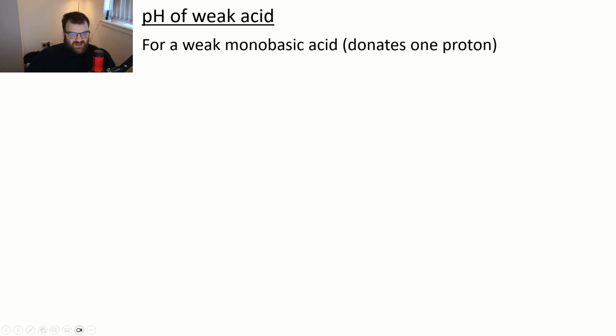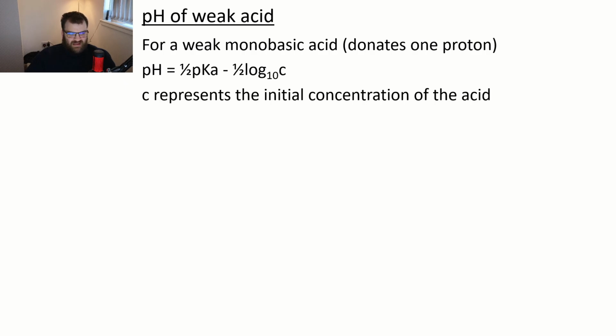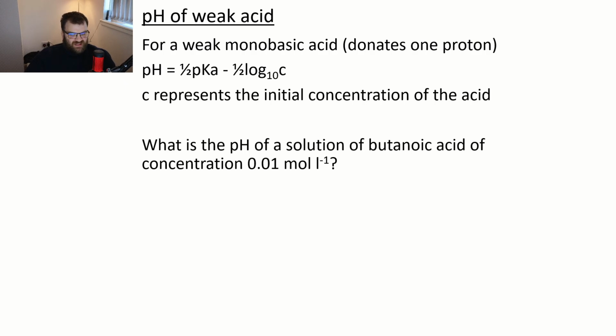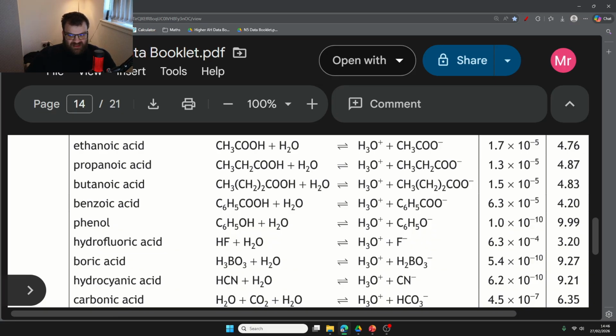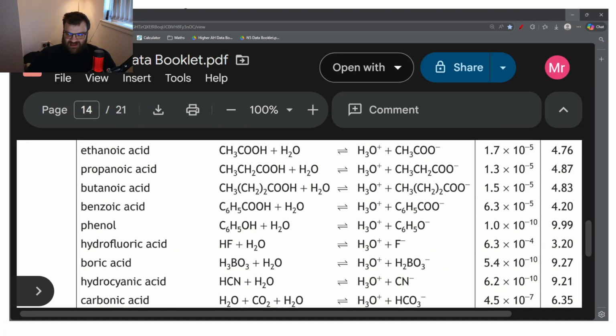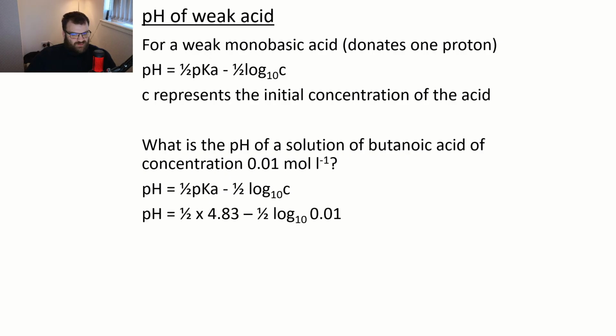When it comes to working out the pH of a weak acid, for weak acids that give up 1 proton, we use pH equals half pKa minus half log to the base 10 of C. And C is the initial concentration of that acid. So they might just straight up ask you, here is a weak acid, what's the pH? So half pKa minus half log of C. We would look in the data booklet. The pKa is 4.83, and then we're told it's 0.01. That gives you 3.42 as the pH.